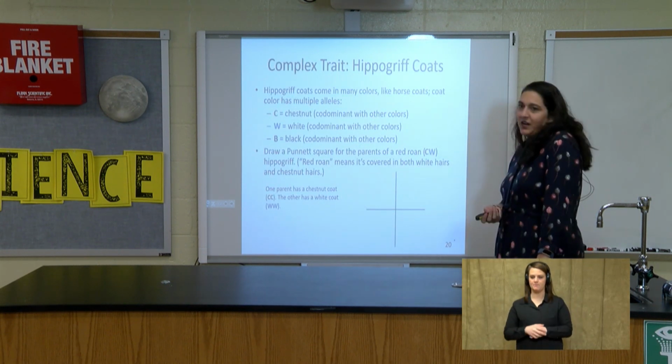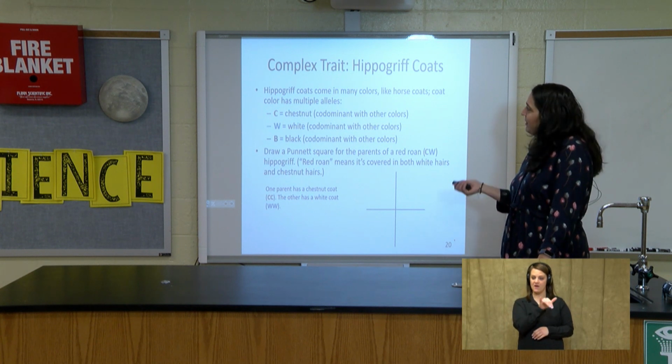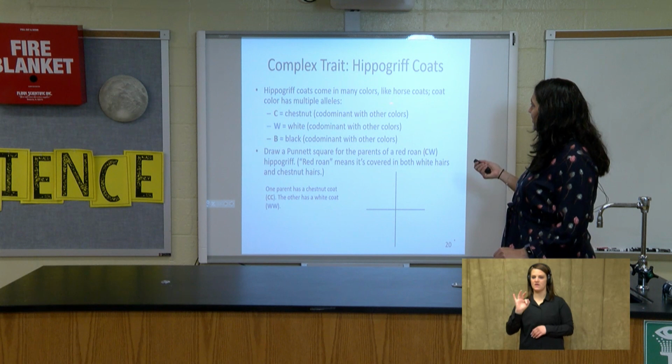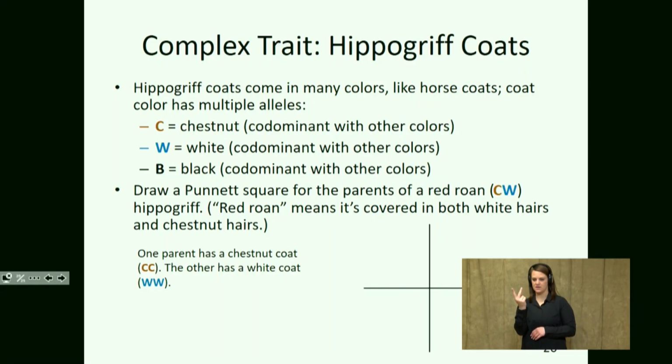Another favorite Harry Potter character is the hippogriff. Now, they're also expressed codominant. In this case, we have multiple alleles. We have a chestnut, we have white, and we have black. They call a red roan somebody that is chestnut and white. So red roan means it's covered in both white and chestnut hairs.